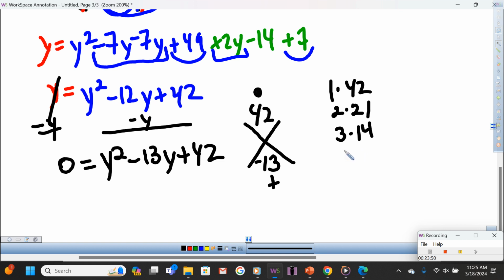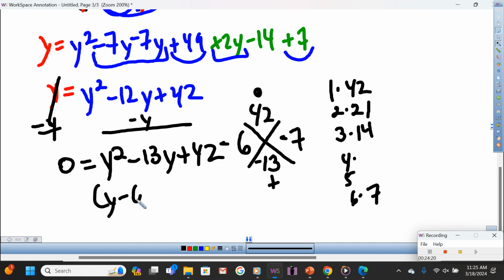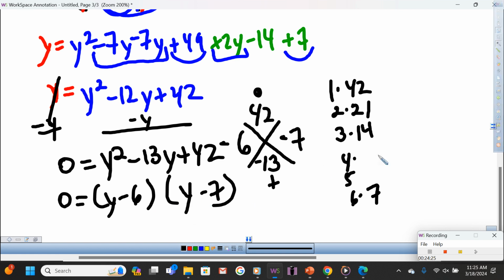4 times... 5. 6 times 7. And then they repeat. So which one of those pairs, if you add them, yeah, 6 and 7. But they need to be what? Oh, negative 6 and negative 7. That is correct. So my factors are y minus 6 and y minus 7. All that equals to 0.